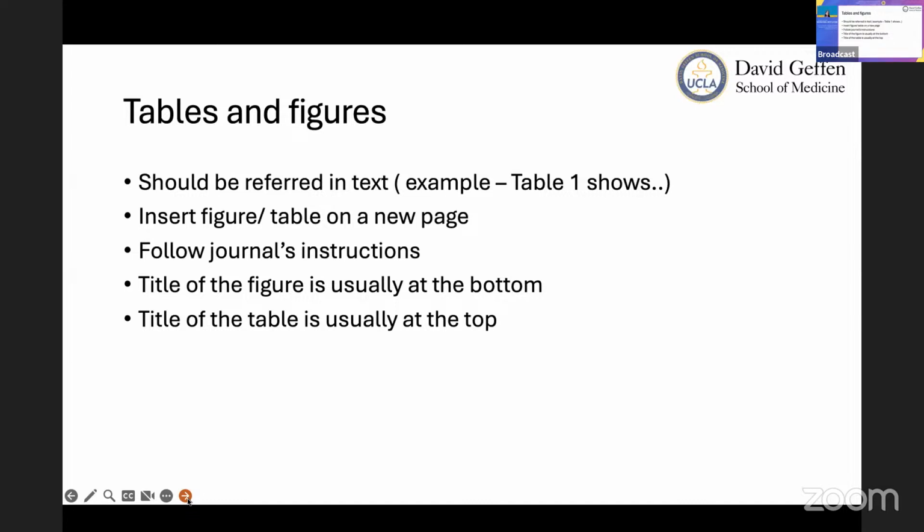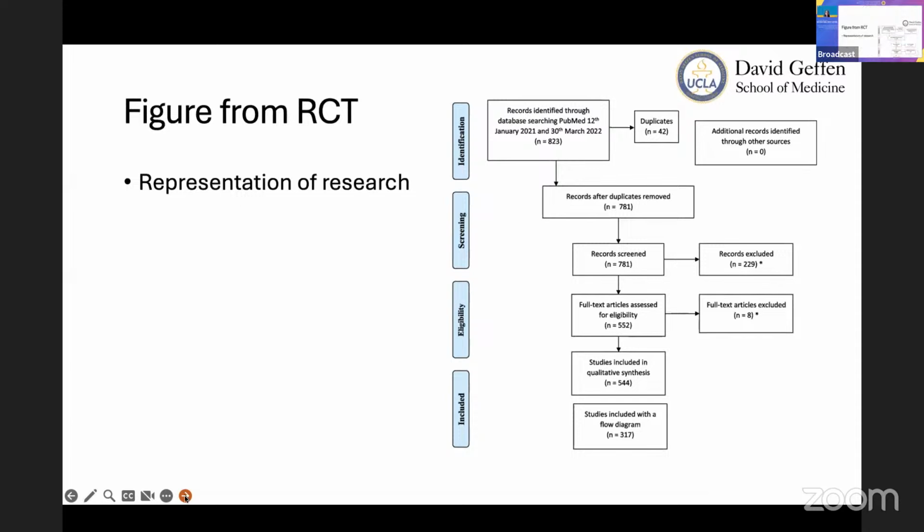Every journal has a different type of format. And the title of the figure is usually at the bottom and the table title is usually at the top. But again, it's not a must. You could pretty much put it anywhere.